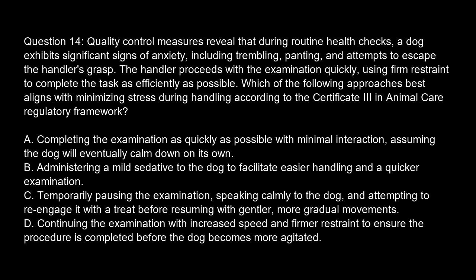Option A. Completing the examination as quickly as possible with minimal interaction, assuming the dog will eventually calm down on its own. Option B. Administering a mild sedative to the dog to facilitate easier handling and a quicker examination. Option C. Temporarily pausing the examination, speaking calmly to the dog, and attempting to re-engage it with a treat before resuming with gentler, more gradual movements. Option D. Continuing the examination with increased speed and firmer restraint to ensure the procedure is completed before the dog becomes more agitated.